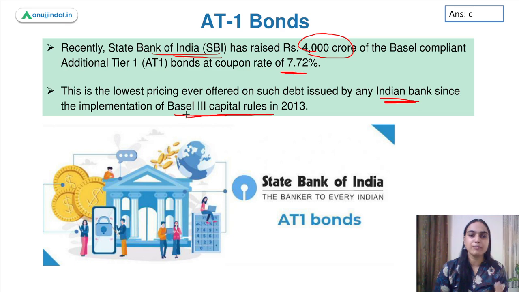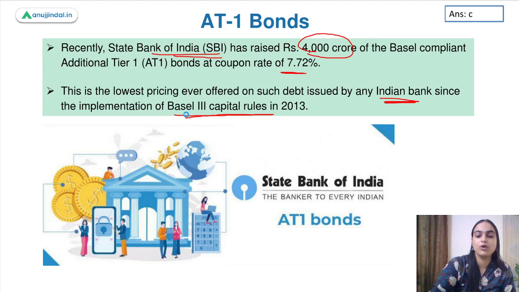So if you remember the Basel norms, there are certain norms which specify that banks need to maintain certain capital adequacy ratios, right? They need to maintain certain capital against their risk-weighted assets. Banks can maintain capital in the form of tier one capital, tier two capital, we have been discussing it a lot. So under tier one, at times the capital which we have raised is not enough to meet the Basel III norms. So we need some additional capital that can be raised through instruments like AT-1 bonds.